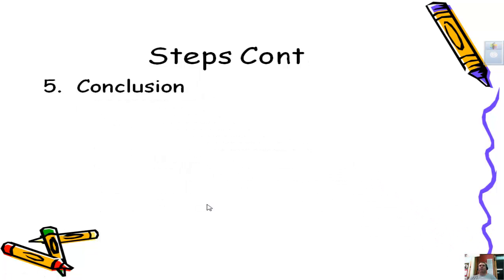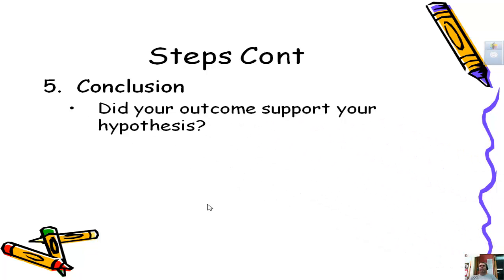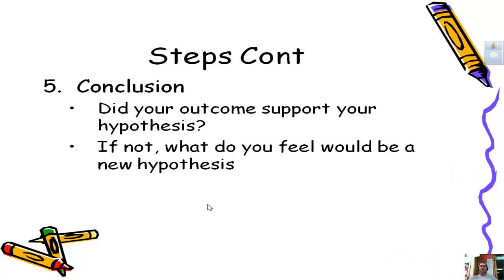Step number 5, that's your conclusion. Let's go back and revisit that hypothesis. You came up with an educated guess. After you did your experiment, does it support what you saw? Is your conclusion correct? Now, if you're incorrect, what is a reason why you might be incorrect? If you're incorrect, what might be a new hypothesis that you could go ahead and check? So it says, did your outcome support your hypothesis? If not, what do you feel would be a new hypothesis?